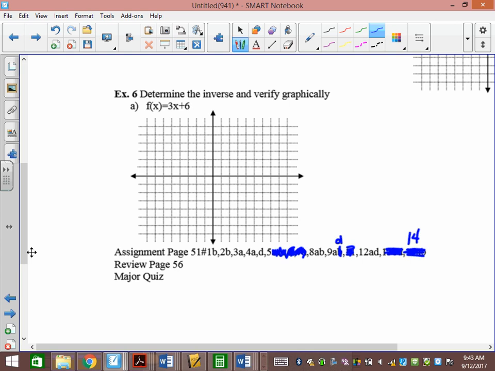14 is one of those where you have to restrict the domain to make your inverse be a function, and you will get one of those. And it comes up a lot in diplomas, and it for sure will come up in our tests.